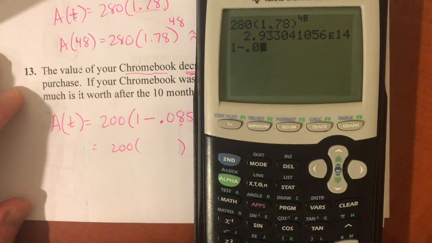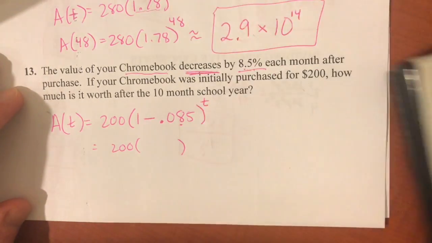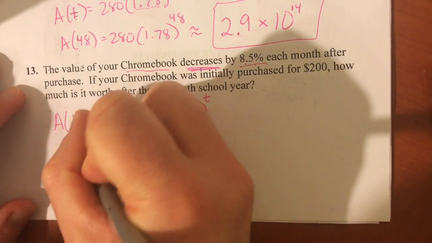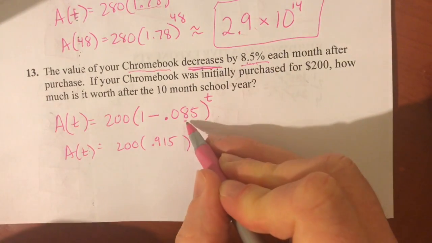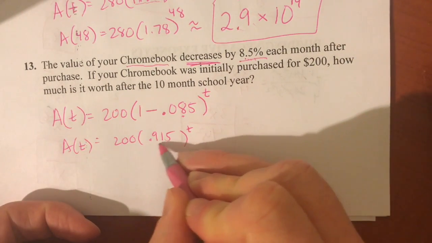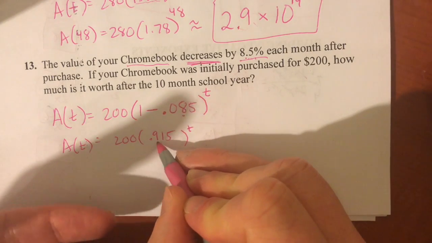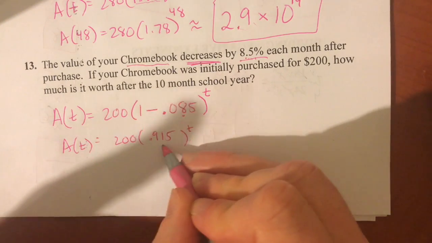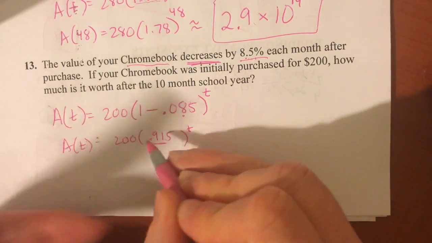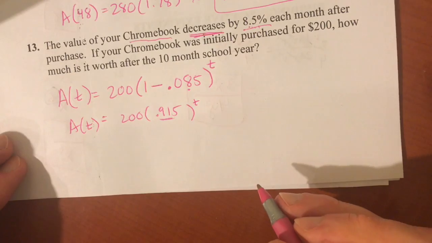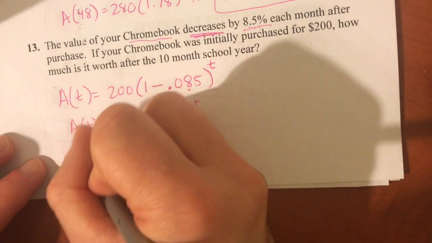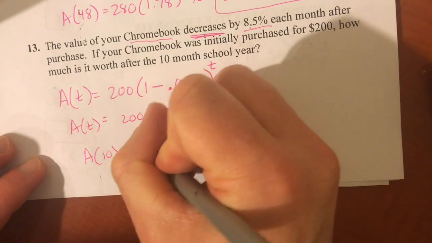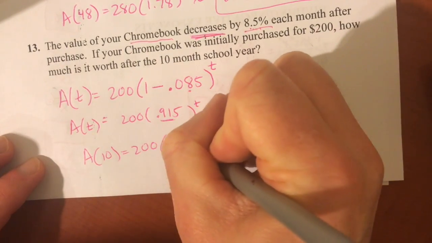1 minus 0.085, and no surprise that that equals 0.915, which should make sense because if you take away 8.5% of its value each month, that means what you're keeping, what you're left with, is 91.5% of its value from the previous month, and that's what that decimal represents. So that's why I always like to simplify and talk about it for a minute. And so how much will this be worth after 10 months of decreasing at this percent?